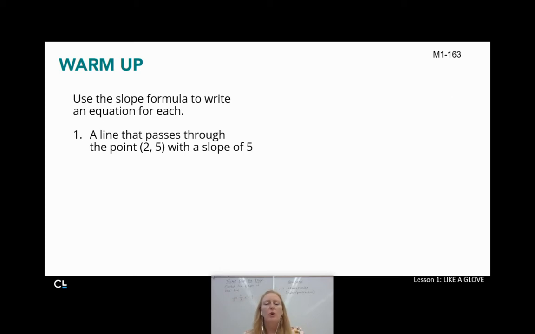We're just doing the one warm-up, and you're going to use the slope formula to write an equation for each. So remember your whole y equals mx plus b. Some of these things you have, some of these things you don't have. So see if you can play with it a little bit and find the equation for this. Go ahead and hit pause. Try to work this out as best you can, and then hit play when you're ready to check your work.